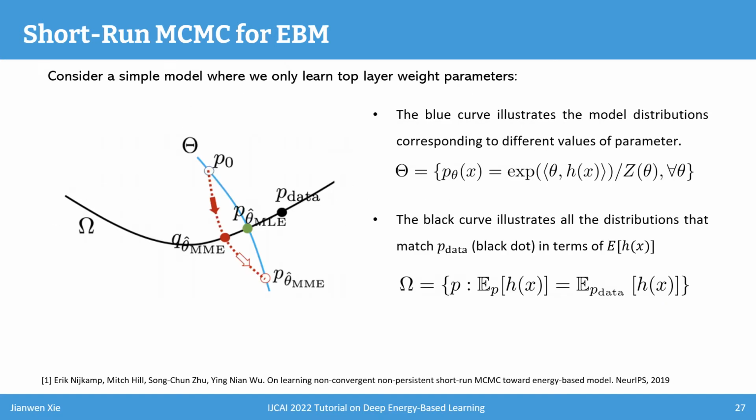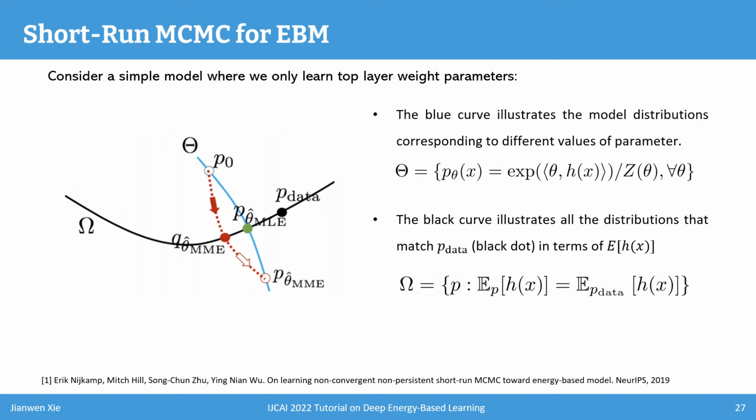Now, I want to show you how to understand the learning behavior of the short-run MCMC. Let us consider a simple model where we only learn the top layer weight parameters theta. The blue curve illustrates the model distributions corresponding to different values of parameters. The black curve illustrates all the distributions that match the data distribution in terms of the expectation of h of x. The h of x is a feature vector of x.